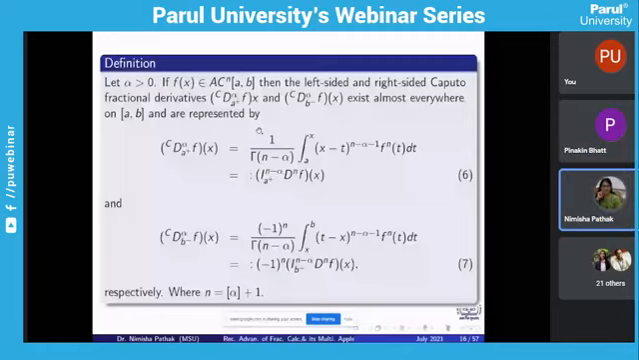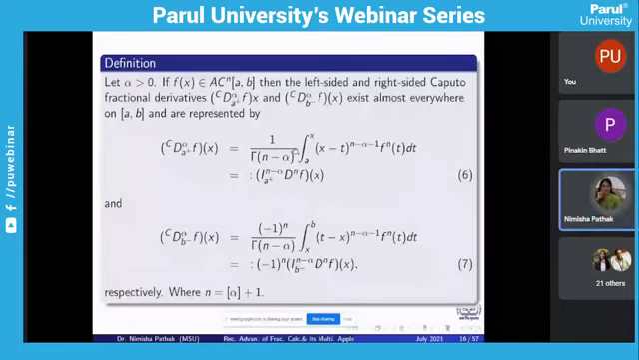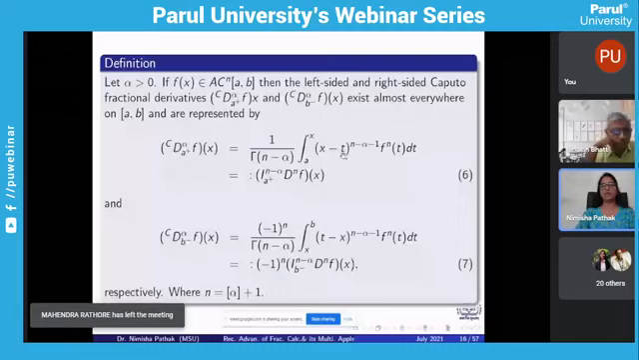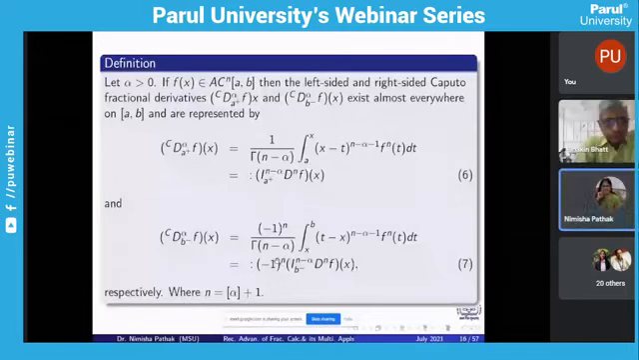So for that, there were generalizations and modifications of the derivatives, and the Caputo fractional derivative was introduced. In this case, this C stands for Caputo fractional derivative, in which the function is differentiated first and then integrated. And it is denoted in this way. Again, we have the two definitions, that is left sided and right sided fractional derivative. And these are the properties.